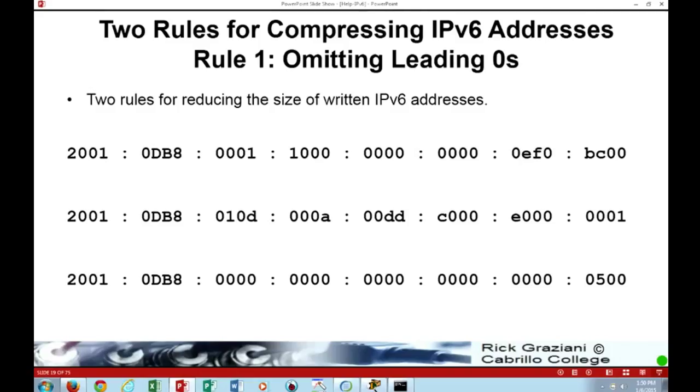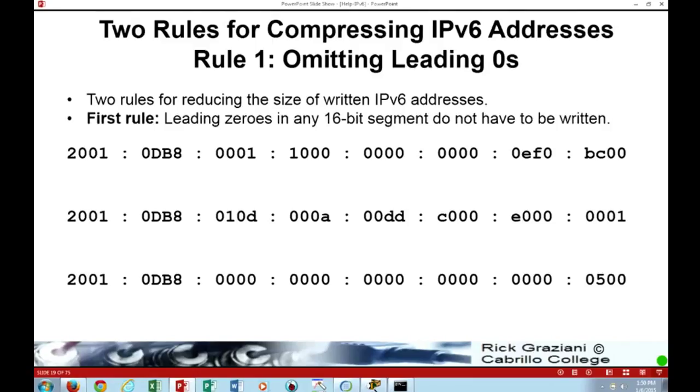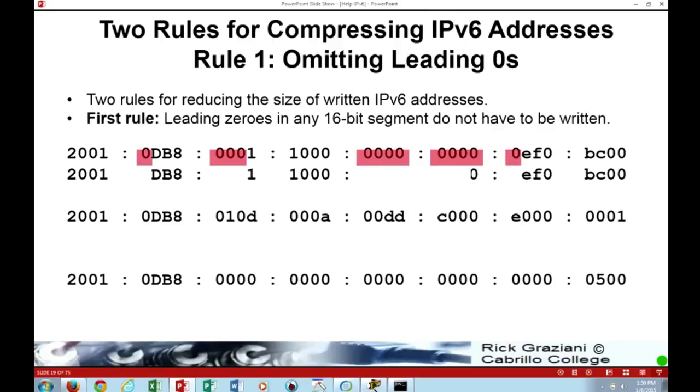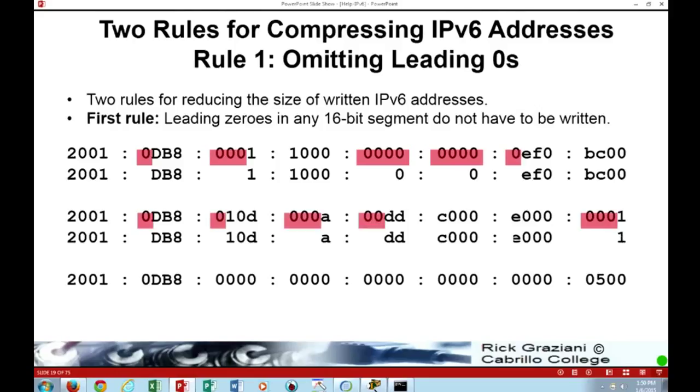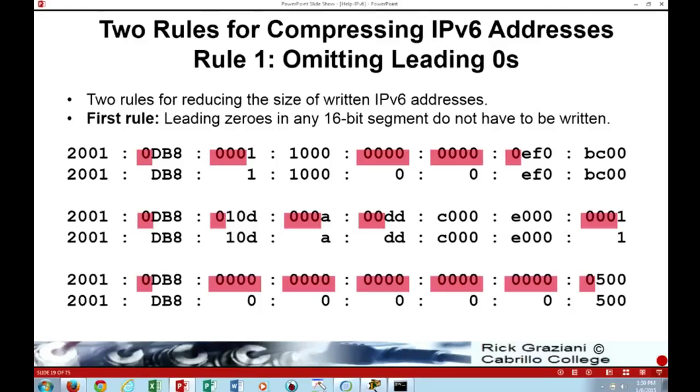First of all, reduce the size, so you don't have to write out all those digits in every hextet. There are 2 simple rules. The first rule is, any leading zeros can be omitted. You can see where the leading zeros can be omitted. Only the leading zeros, and I'll show you why in a moment. Leading zeros in any hextet can be omitted, but not trailing zeros. So that's one way to reduce the size of writing out the address. Wherever we see a colon and not 4 hex digits, only 2, precede them with zeros.